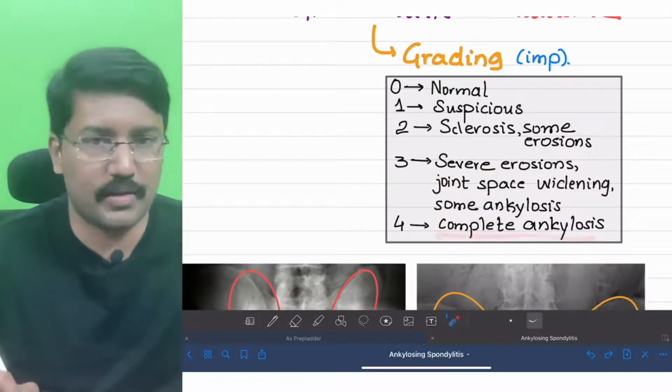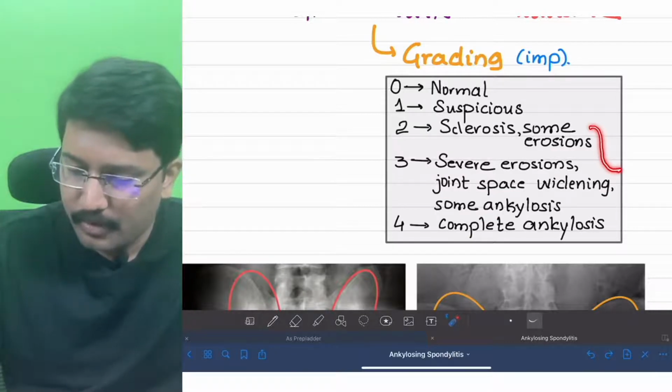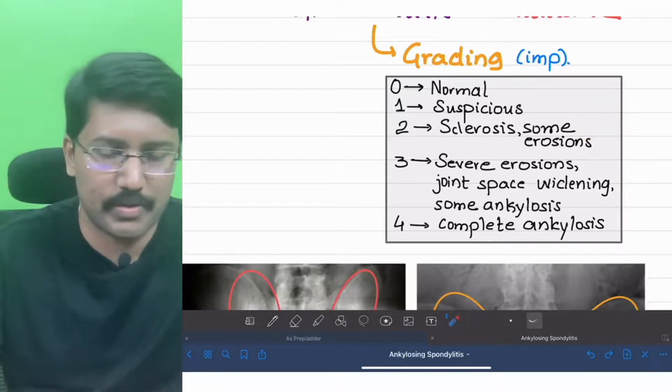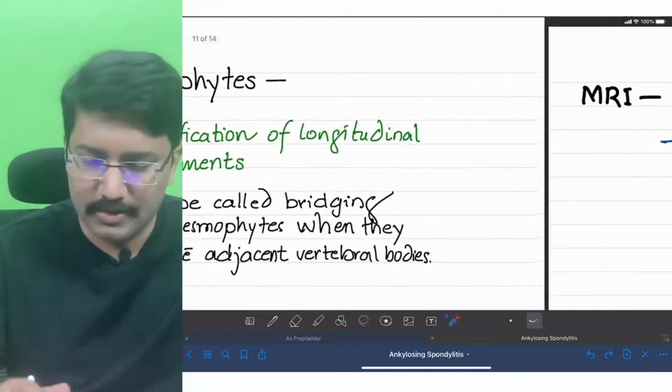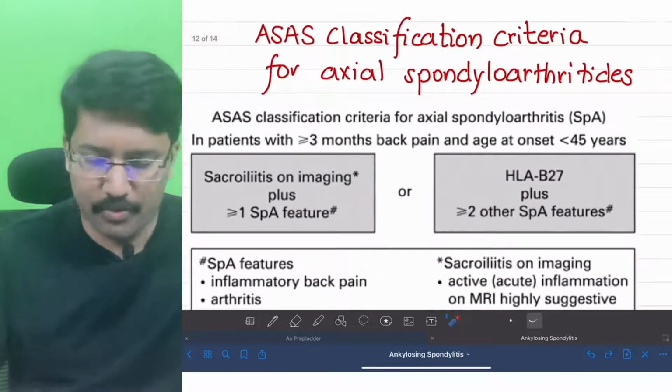4 means complete ankylosis, right? So if the patient is having bilateral, 2 is also enough. If the patient is having unilateral, it should be 3 or 4. Okay, so that is about the classification criteria. So remember the basics about it.